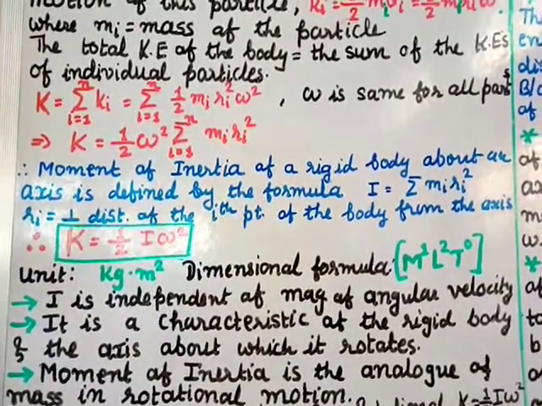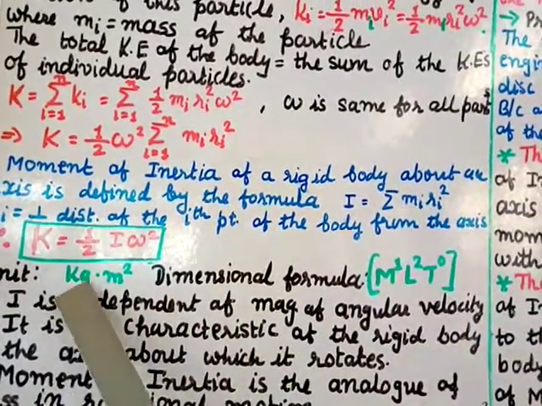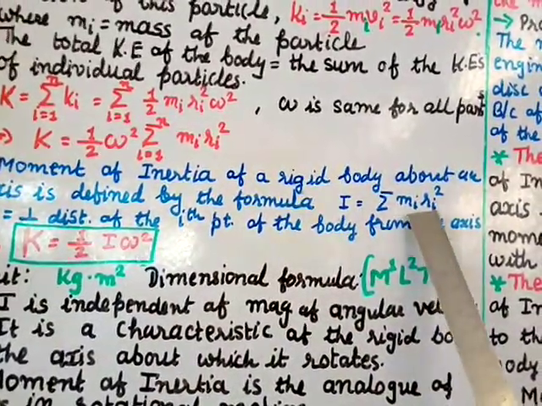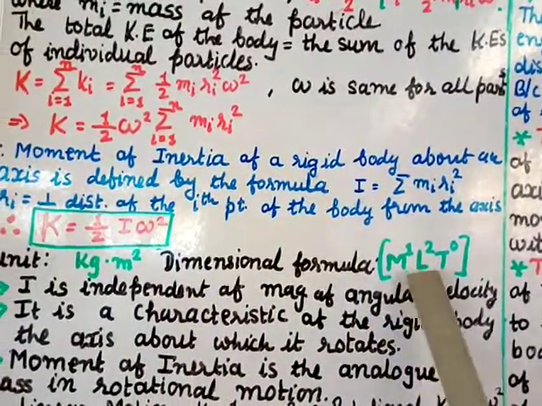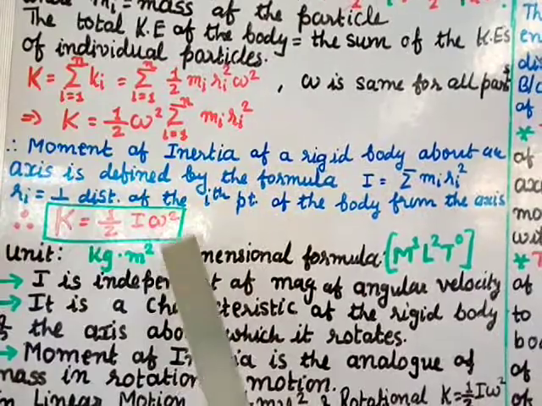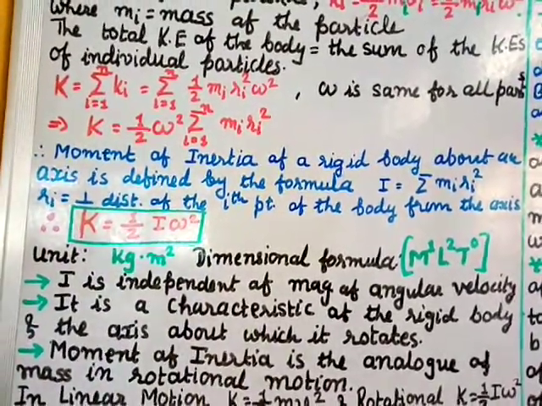The unit of moment of inertia is kilogram meter square, because here mass is there, so kilogram, and radius is a distance, so it is meter square. Dimension formula is M1 L2 T0. So this is the dimension formula, and the SI unit of moment of inertia is kilogram into meter square.